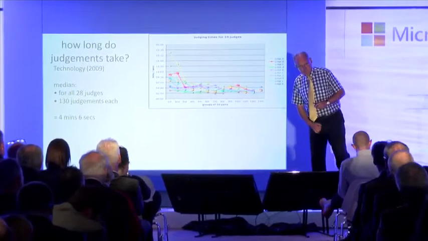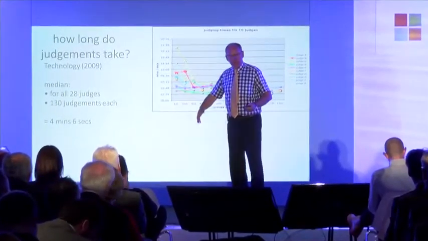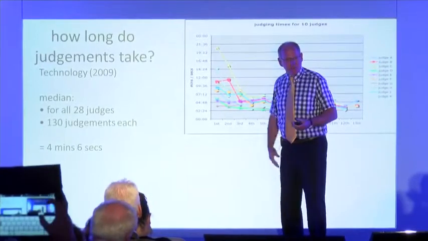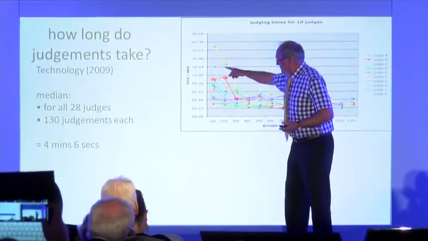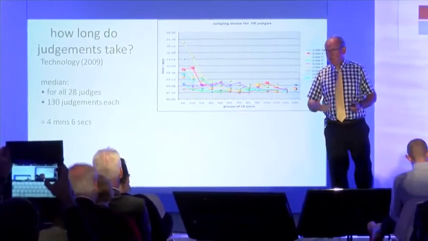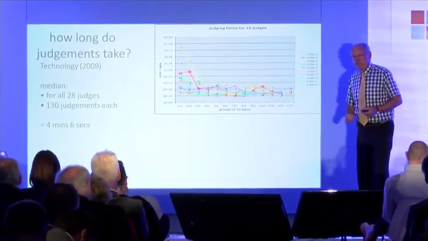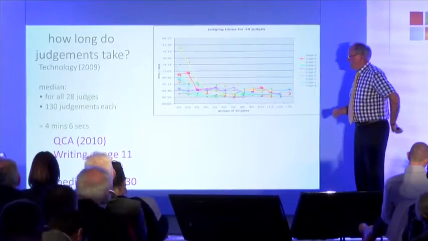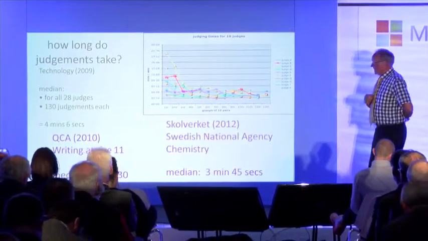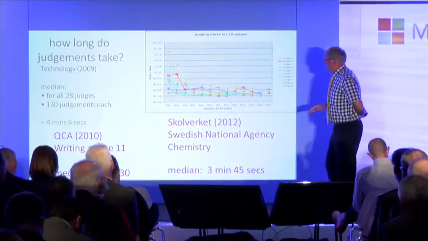How long do the judgments take? Well, as you would expect, first judgments actually take quite a long while, because you're getting used to the portfolios and to handling the interface. So this judge was taking 20 minutes to make a judgment. But the next one was faster, and the next one was faster still. Very soon, everyone is making the judgments more or less equivalently fast. The median time of all our judges was just over 4 minutes for a judgment. When we did a writing test for our Department of Education, it was 4 minutes 30 seconds. When we worked with a Swedish assessment agency, it was 3 minutes 40. So it works out at around that point to make a decision.